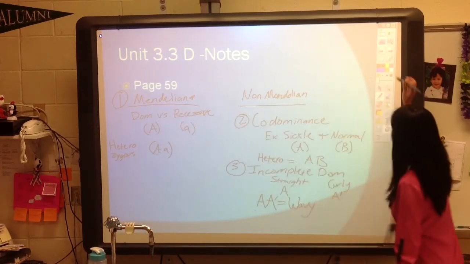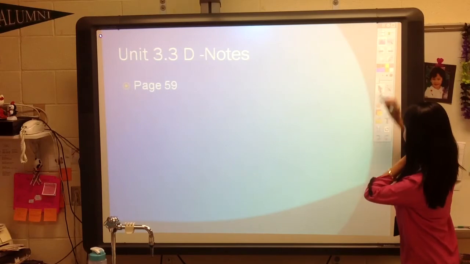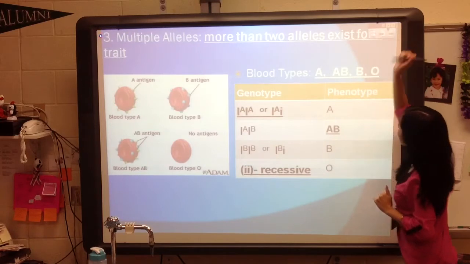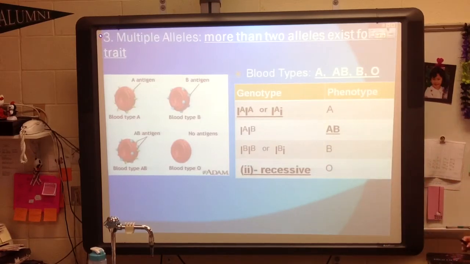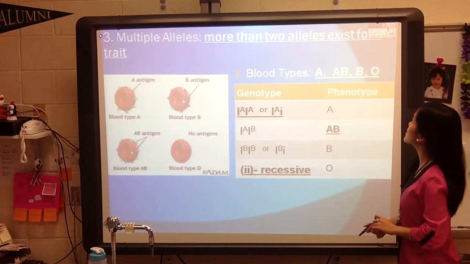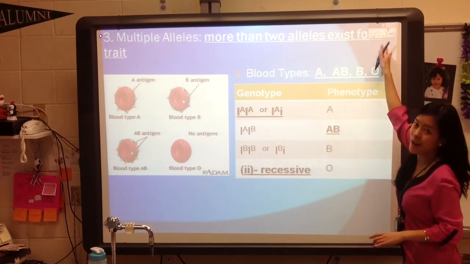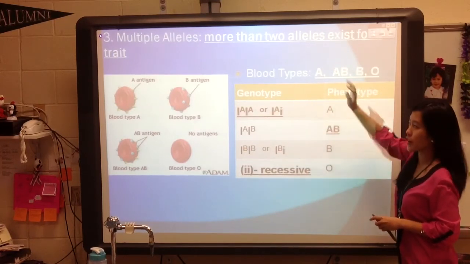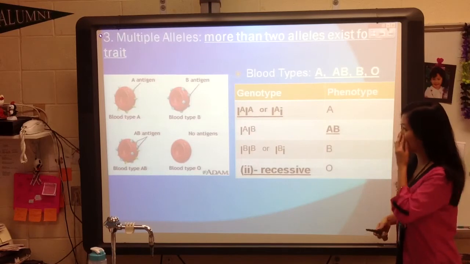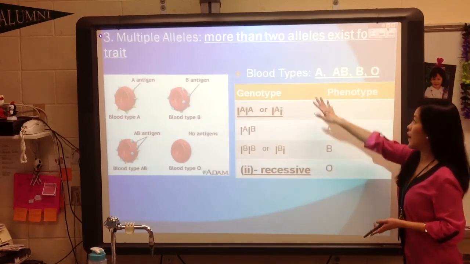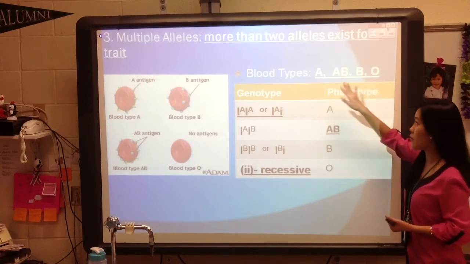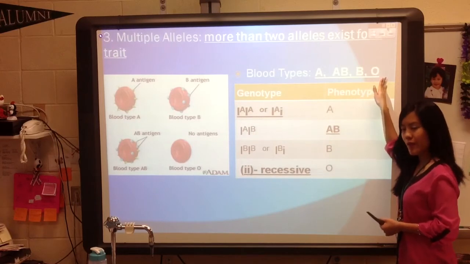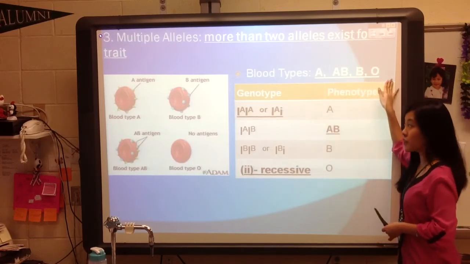Well, today, we're going to continue with some more non-Mendelian genetics. And the first kind here is going to be multiple alleles. And in multiple alleles, this means that more than two alleles exist for a trait. Again, more than two alleles exist for a trait. So your example here is blood type. We have four different blood types: type A, type AB, type B, type O. And these represent your phenotypes.